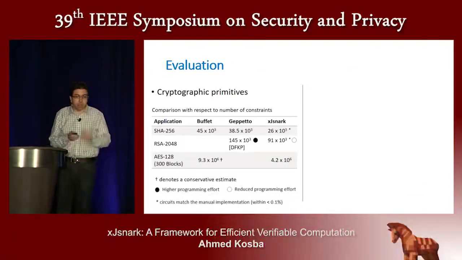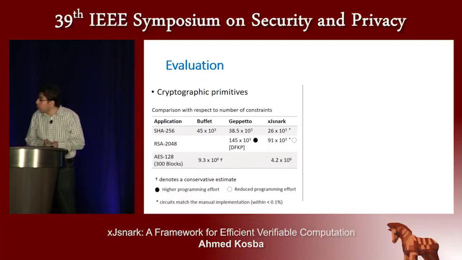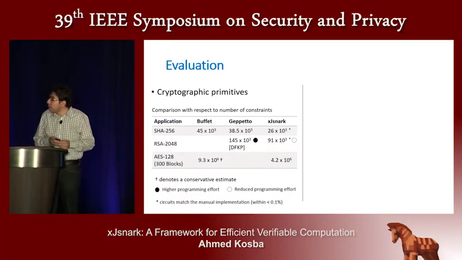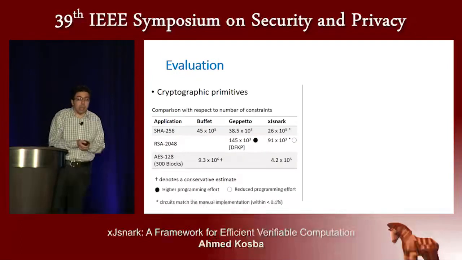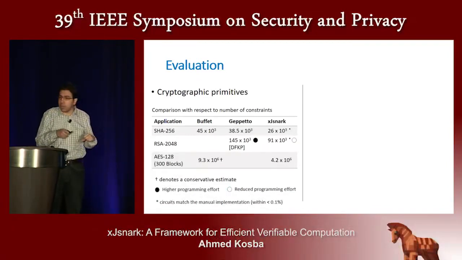So in comparison, for cryptographic primitives, we compare with other compilers for SHA-256, RSA and AES. For all of them, we show that our circuits are more concise, and in some cases that it does not require high programming effort. And for this table, for the SHA-256 and the RSA, our implementation actually matches the manual implementation. For this version, though, the AES does not, but for our most recent version of the code that we posted, we matched the manual implementation for AES as well.